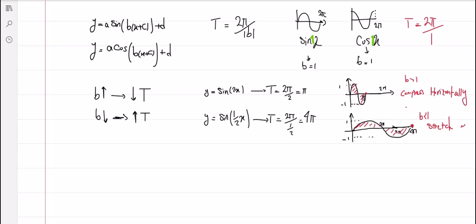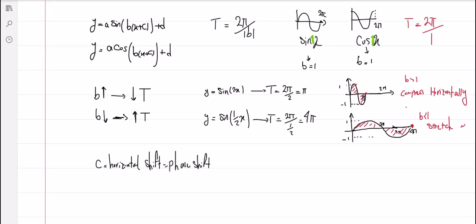Okay, now let's talk about the value of c and what it shows. The value of c is the horizontal shift, or phase shift, of the primary or the initial function that is going to be transformed into another function.